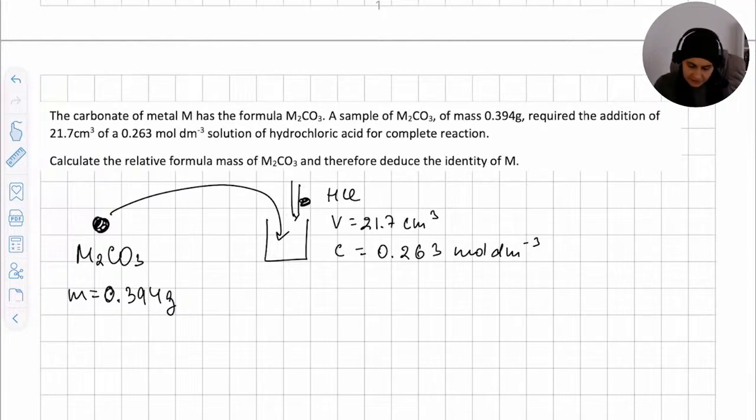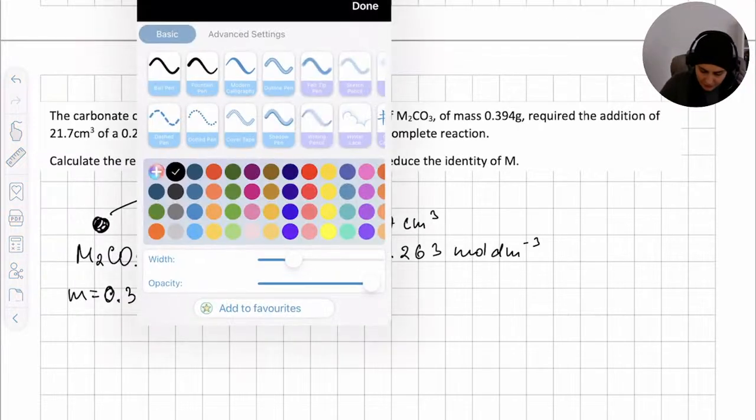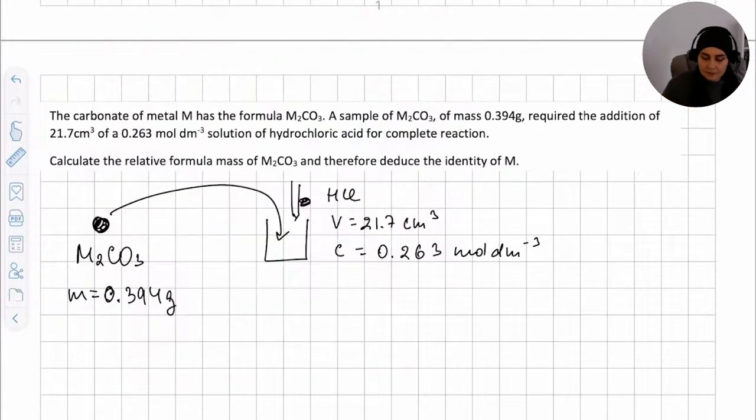Then what do we need to find? We need to find the relative formula mass. So how do we do it? Basically, we need two formulas for this question. First is the same as in the previous one: moles, it's C times V. And another formula for moles is n equals m over Mr, mass over relative molar mass. So these two formulas we would need.